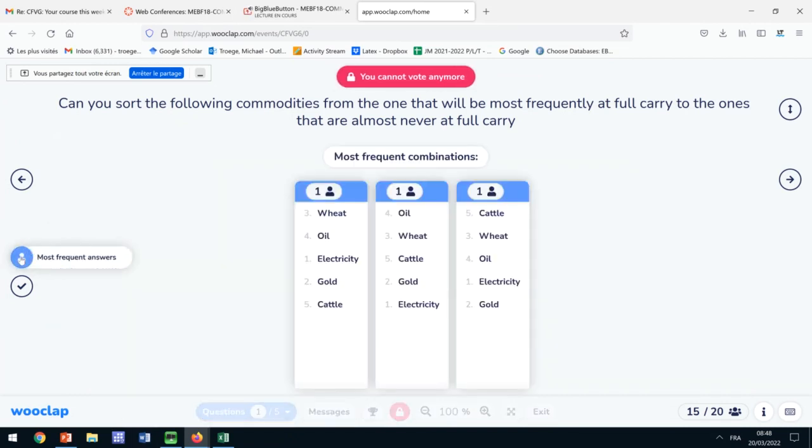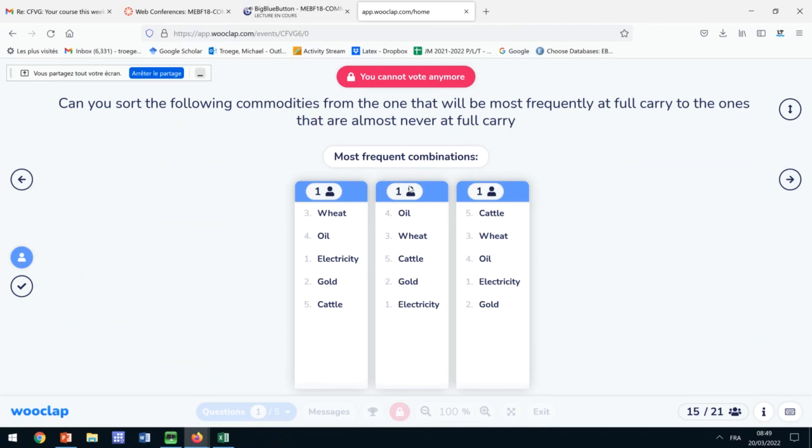So let me see. Most frequently at full carry to the ones that are almost never at full carry. That's pretty random, no? Actually everybody has a different combination. So this is the most frequent combination, but the most frequent combination is only chosen by one person.